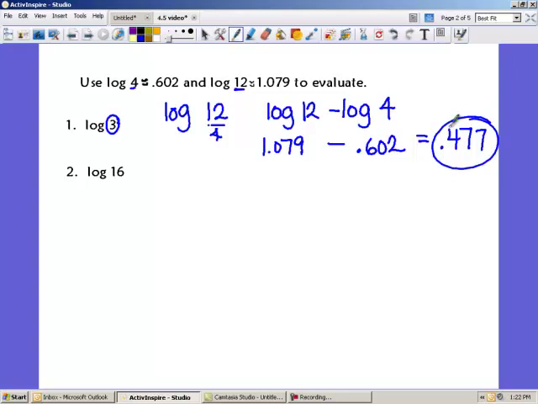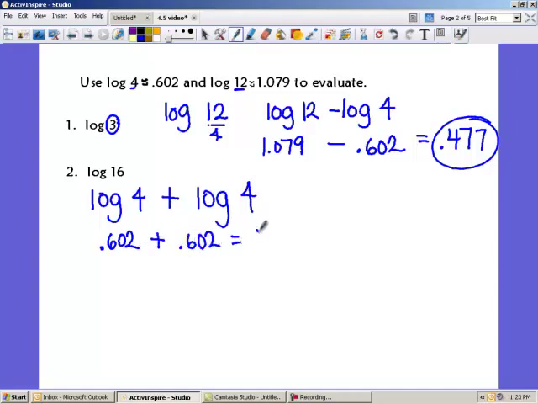Number 2, we have the log of 16. I know that 16 equals 4 times 4, and we have a rule for multiplying. So I'm going to say the log of 4 plus the log of 4, and we put an addition sign in between there, and now we know what the log of 4 is, so it's 0.602 plus another 0.602, and we get 1.204.